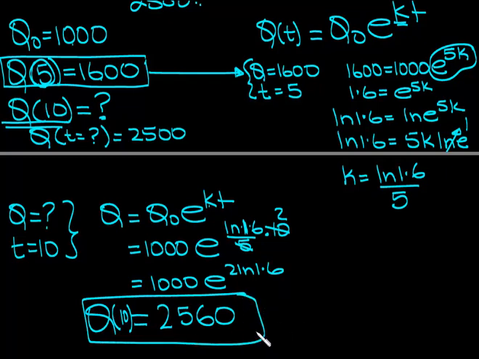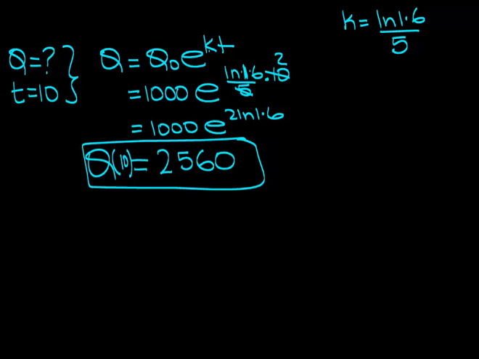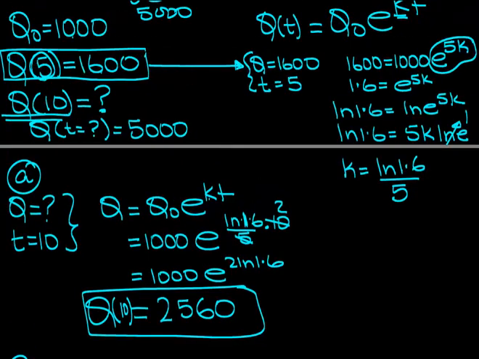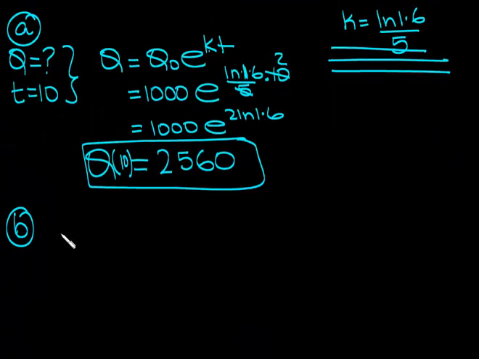Okay, now I'm going to change this one a little bit, since we already got close to 5000. Let's say it's 5000 that they wanted us to find. So we answered the first question. For the second question, please note again, even before we answered these two questions, we had to find k. Always remember that with population and radioactive problems, you always have to find k. In the second problem, they've asked you, how long will it take for the population to reach 5000? So Q will be 5000.